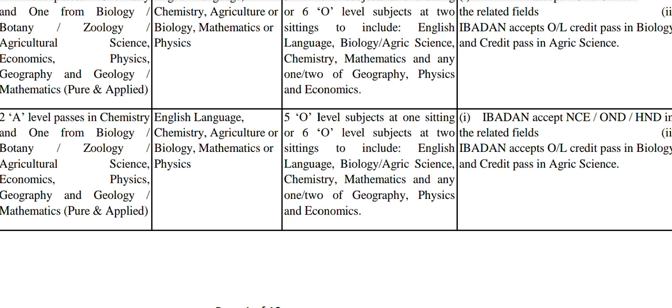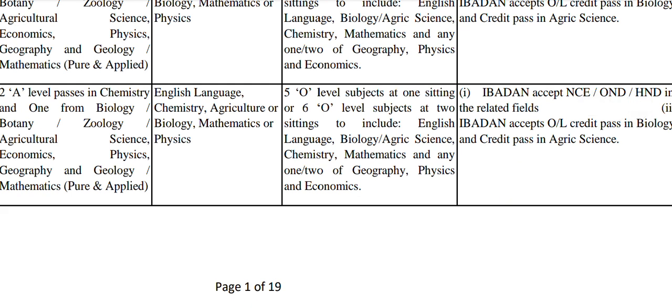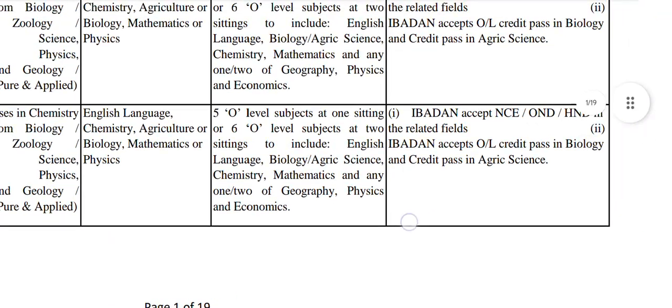But if you are using two sittings, which means you are going to use 6 O level subjects, that means you'll be adding two to English language, biology or agric, chemistry, mathematics. So you add two to it. You can add geography and physics. You can add geography and economics. You can just combine two out of geography, physics, and economics, in addition to English language, biology or agric, chemistry, mathematics. So you should understand how I explain now.